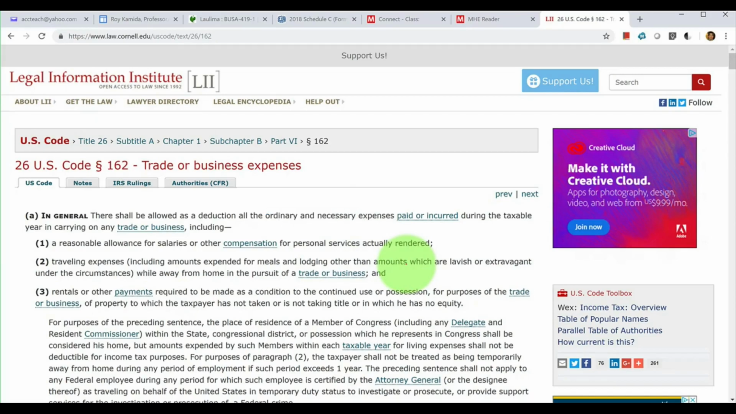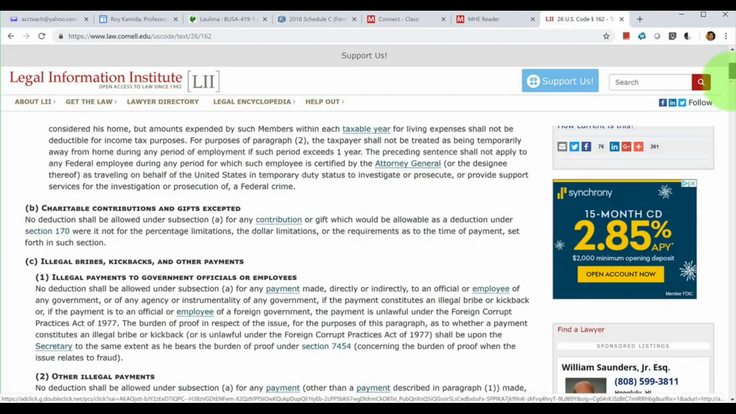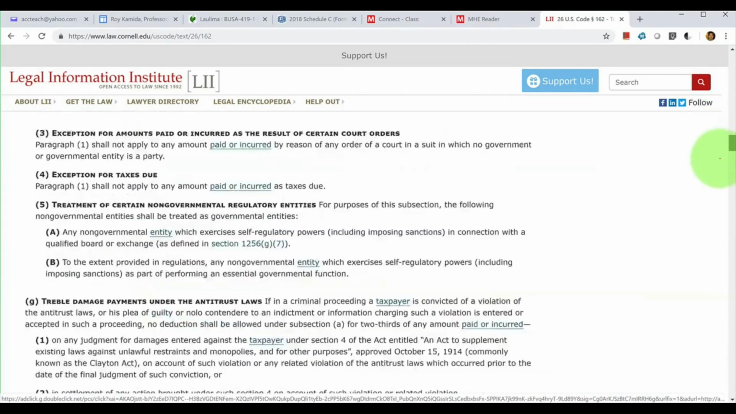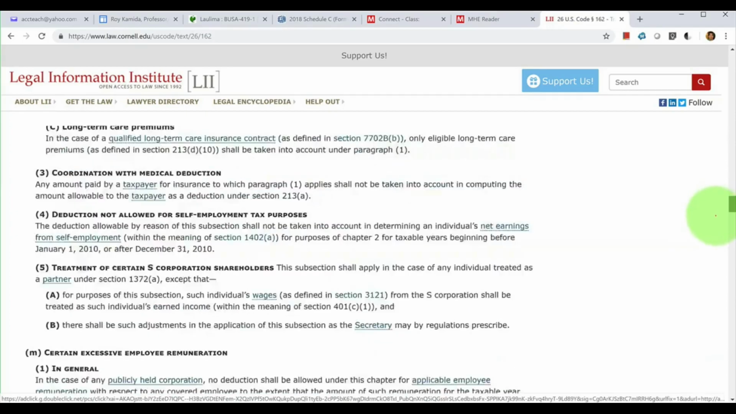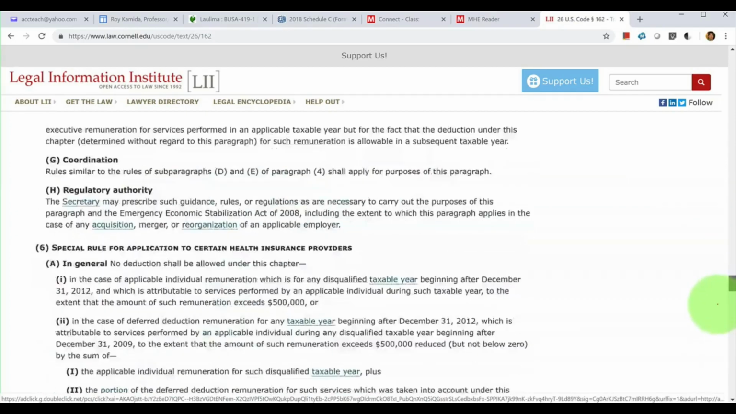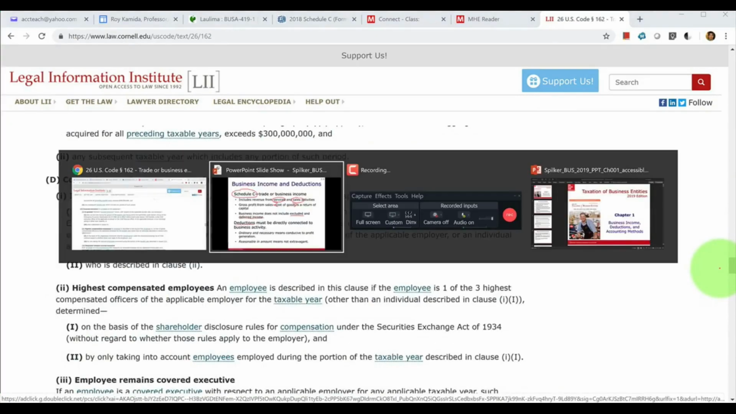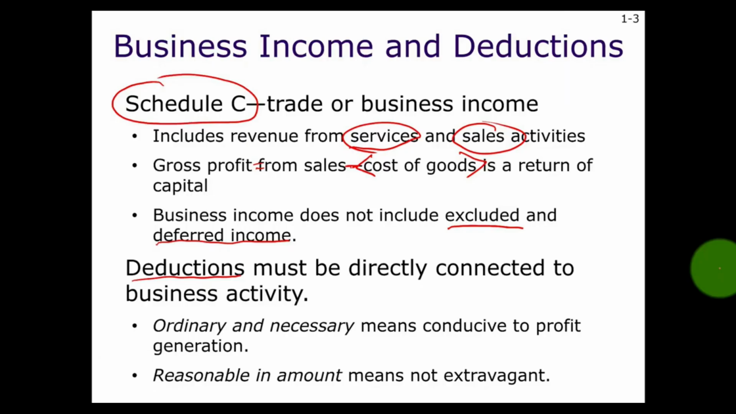This section is quite long. You can see how detailed it is. And we'll cover some of the detail here in chapter number 1. So you don't have to read the specific law and try to interpret it. Okay, so that's the Internal Revenue Code section 162 where these terms come from.